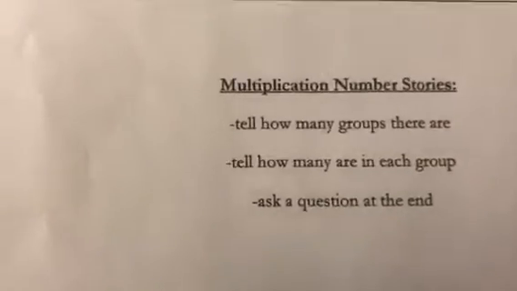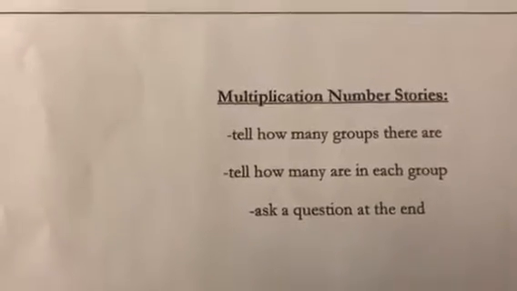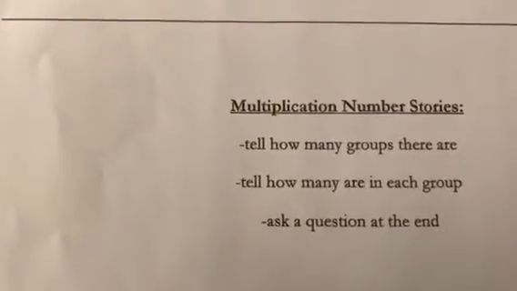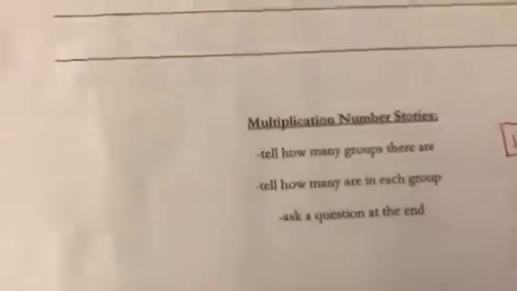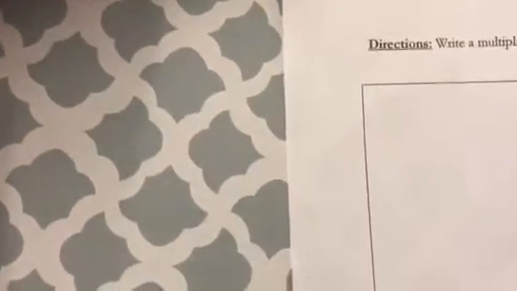So we want to think back to our number stories, what they include. So tell how many groups there are, tell how many are in each group, and then ask at the end to find the total. So what we can do, I'm going to do this right now just to show you what it would look like on this paper where we set up some of our original ideas. We want to tell how many groups there are. There are 4 boxes. So we're saying how many groups there are.